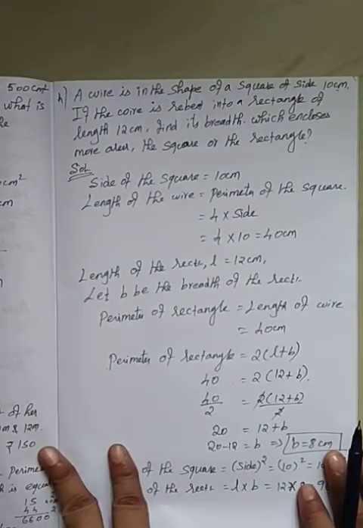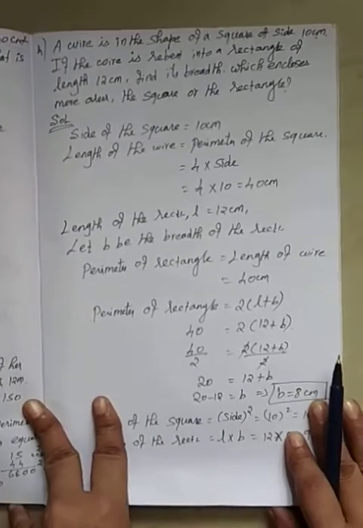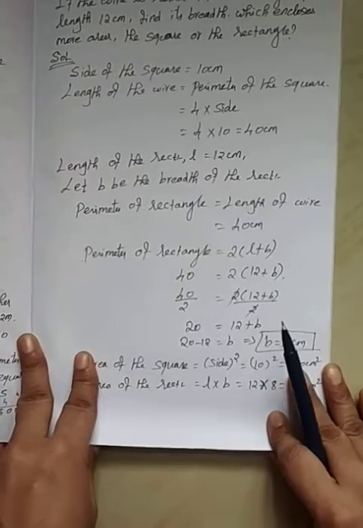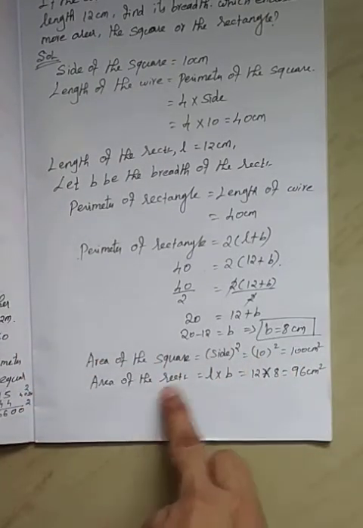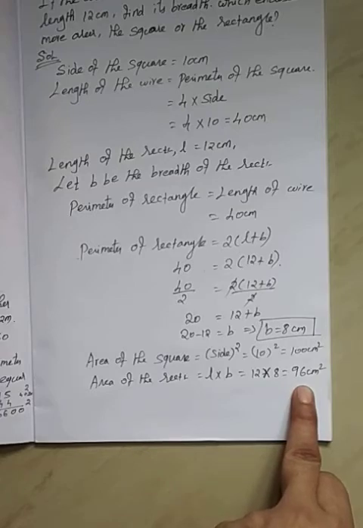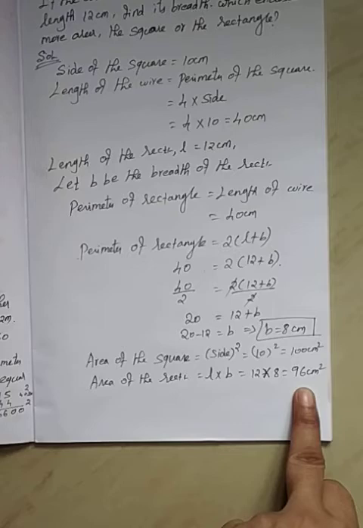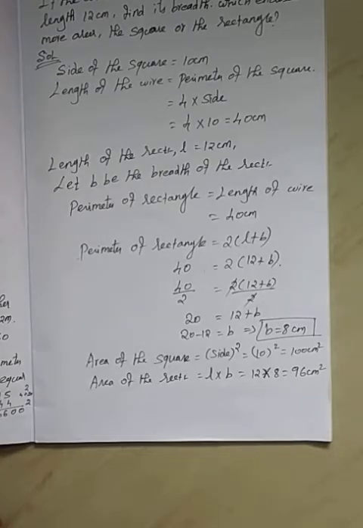So now you have to find which one has more area, the square or the rectangle. How can you find it? See here, the area of the square is 100. The area of the rectangle is 96. So the square encloses more area even though its perimeter is the same as that of the rectangle.